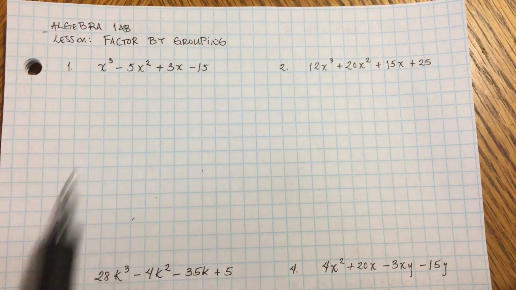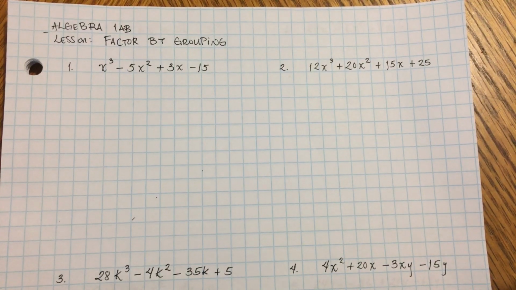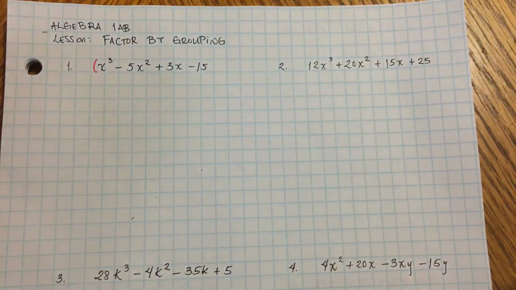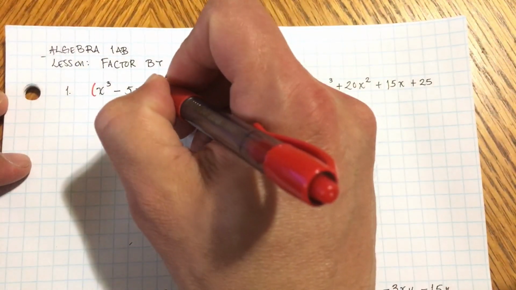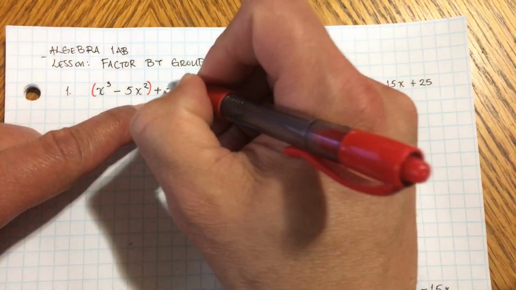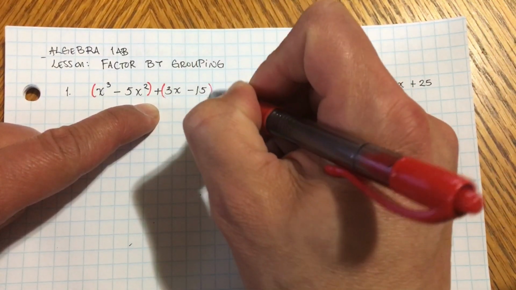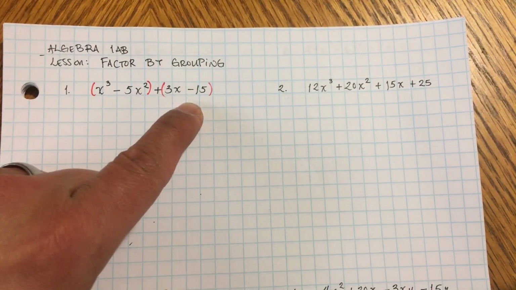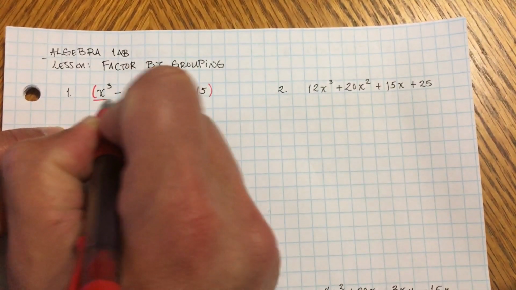So what I'm going to do is I'm going to go ahead and factor by grouping. What does that mean? So this is what it means. I'm going to take this guy here and group them. And then I'm going to group this guy here. Okay? So I'm going to factor this guy, and I'm going to factor this guy individually. So I'm going to do this.